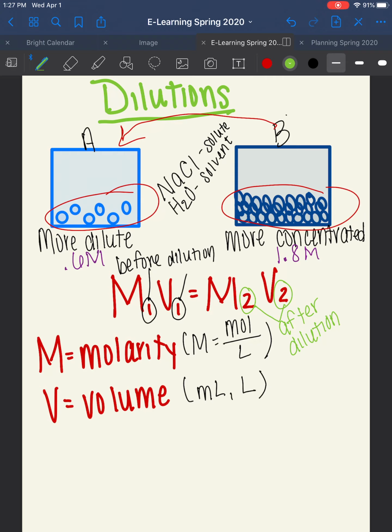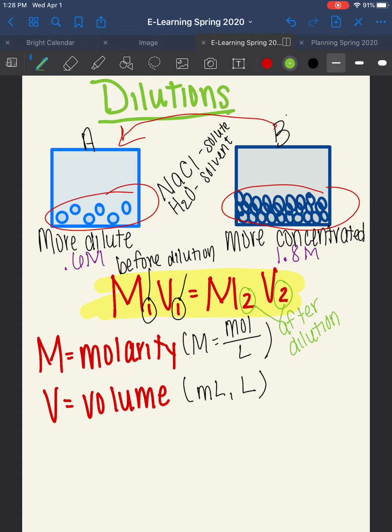If any of you are planning to take chemistry in college, I guarantee you are going to be doing labs that involve the dilution process. So just remember this equation. This is going to become your best friend. M1V1 equals M2V2. The molarity times the volume of your solution before dilution has to equal the molarity times the volume after dilution.